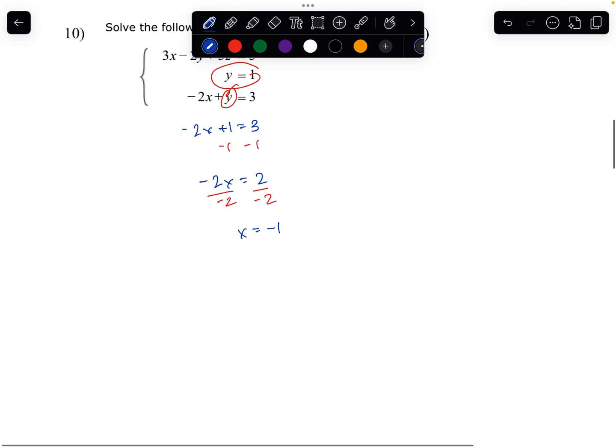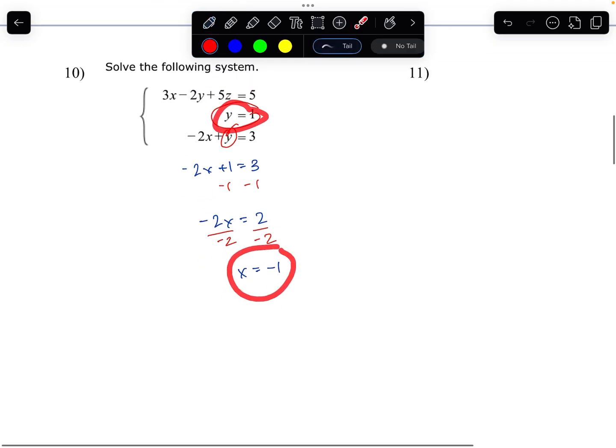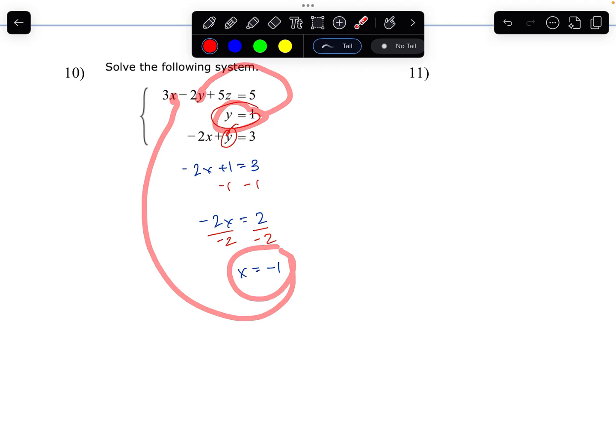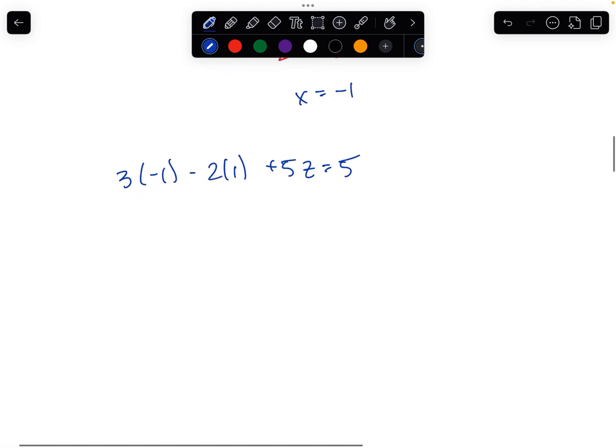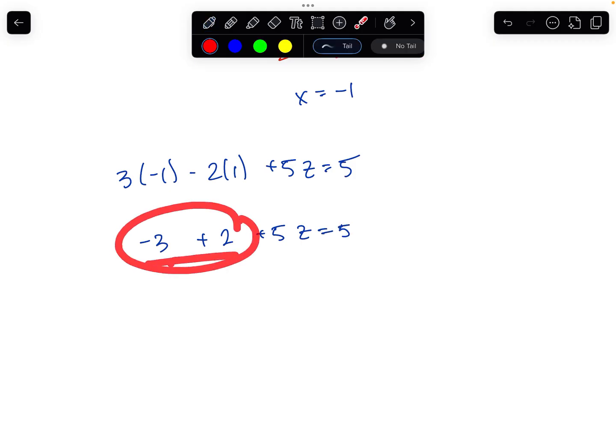Okay, so now I have y is equal to 1, x is equal to -1. Like I said, you can plug the 1 in right here. Now I can plug the negative 1 in here. So I'll get 3 times negative 1 minus 2 times 1 plus 5z is equal to 5, which allows me to solve for z. So this is negative 3 plus 2 plus 5z is equal to 5. I can combine those. That's going to be negative 1.